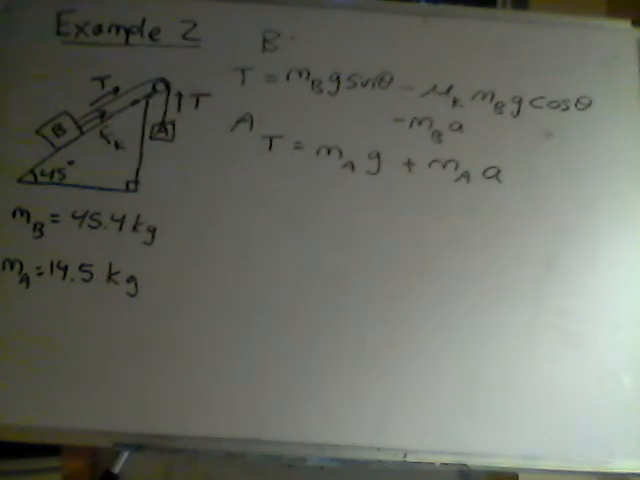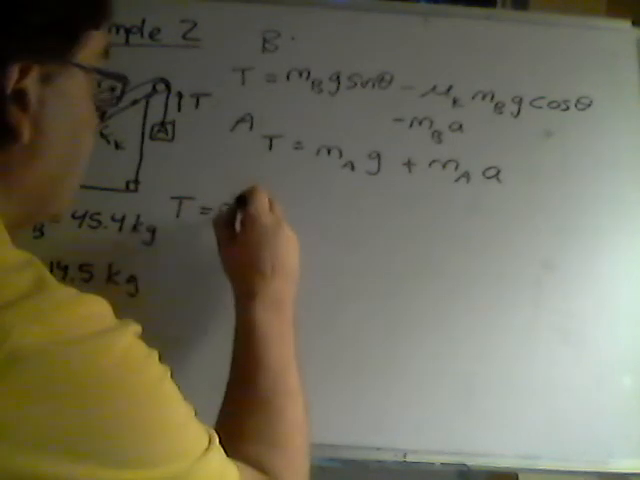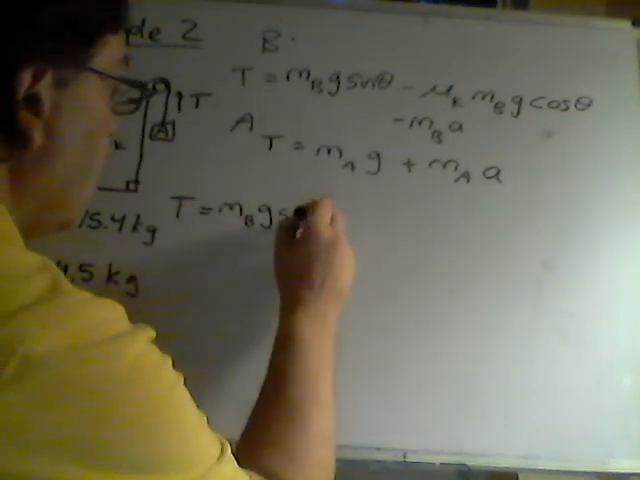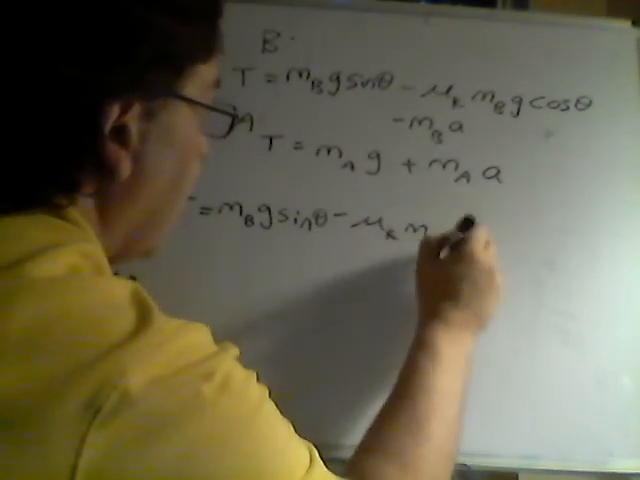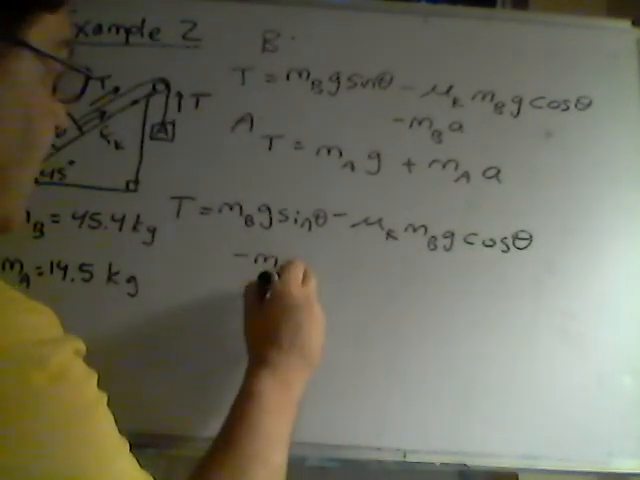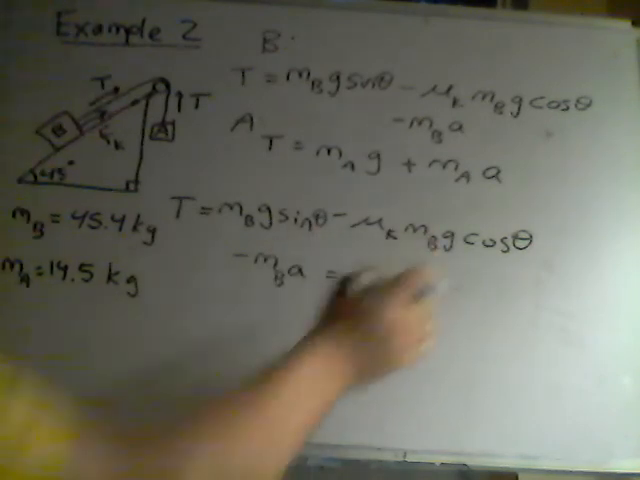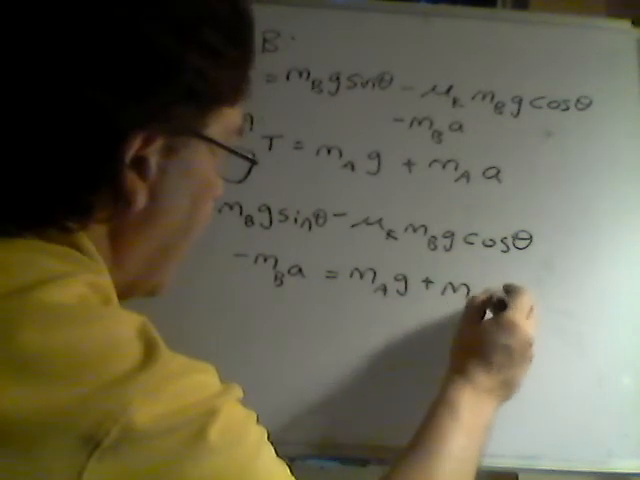Again, what do I have to do? I want to eliminate one. I want to eliminate the T and solve for the A. So essentially, I'm going to set both equations equal to T and eliminate T. So again, you've seen this before. T equals, I'm going to rewrite this, M sub B G sine of theta minus mu sub K M sub B G cosine of theta minus M sub B A equals another expression for T, M sub A G plus M sub A A.